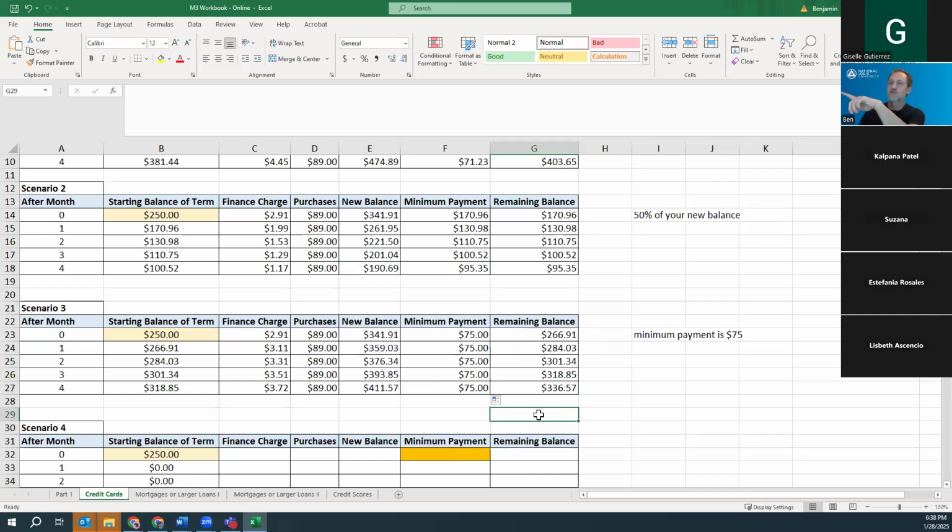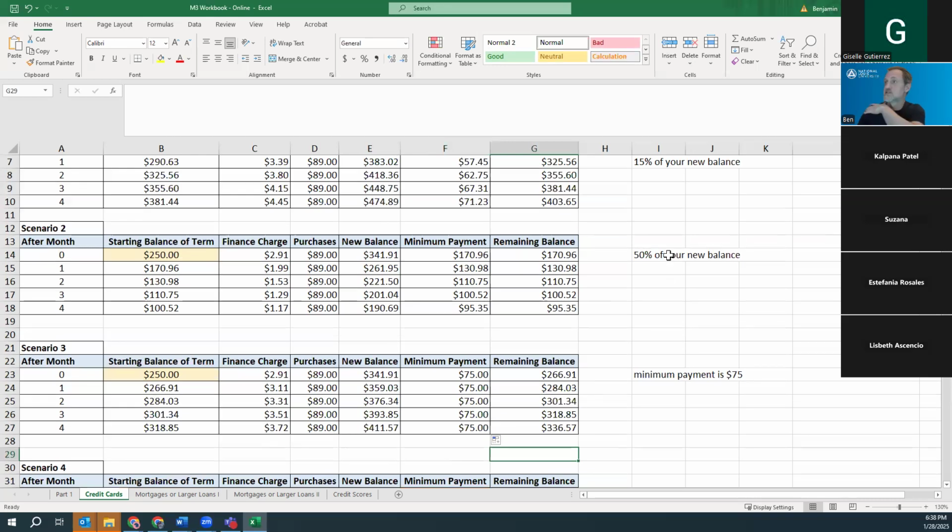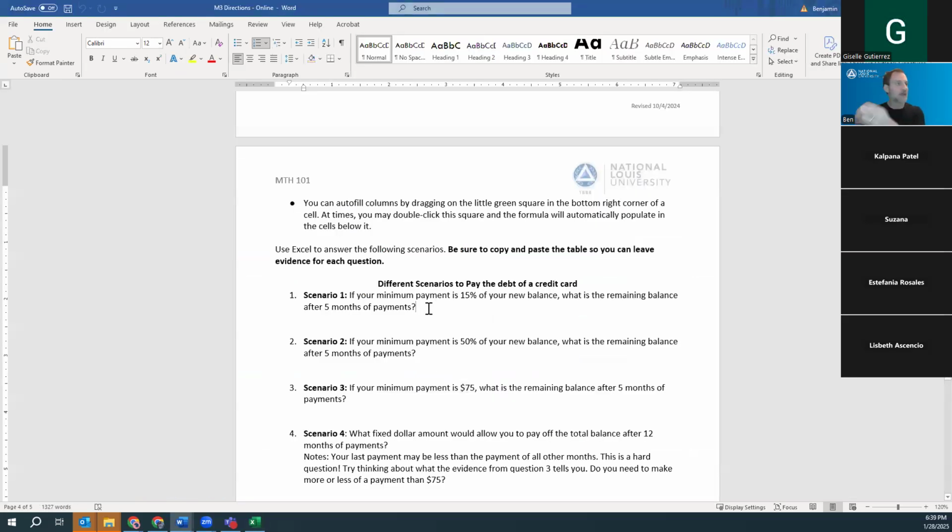So the only other thing I would say about scenarios 1, 2, and 3 is make sure you highlight this final cell because this is the answer to the question. And when we're using a table to answer a question, it brings up an important point: I got a lot of math going on here, a lot of numbers. What is the answer to the question? So this is an easy way with Excel to say, this is what I intend to answer the question with, because it is a one number answer. What is the remaining balance after 5 months of payments?